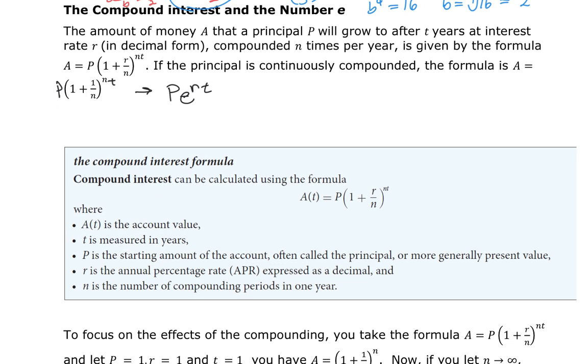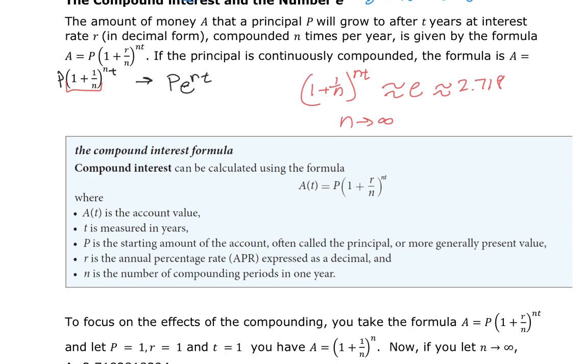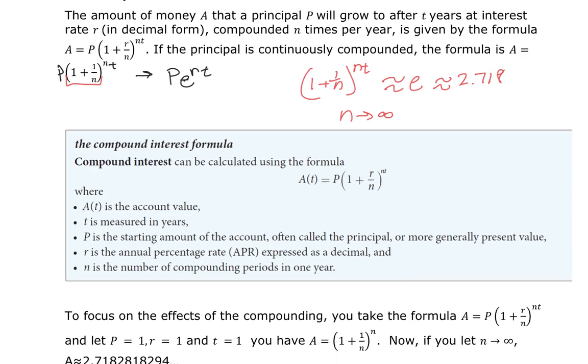And you're like, what? Well, e is a number. If you take this piece right here, 1 plus 1 over n raised to the nt, as n goes to infinity, this thing approximately equals e, which is approximately 2.718. It's a number like pi.